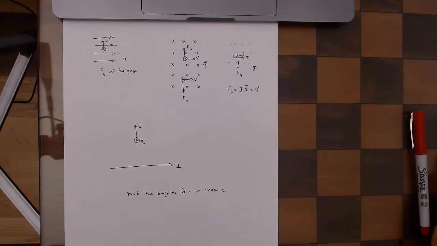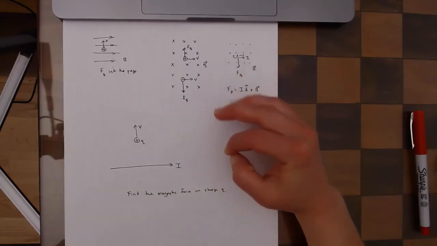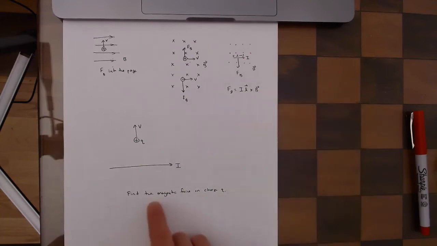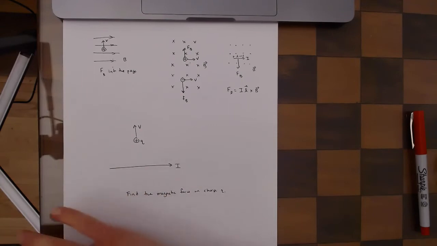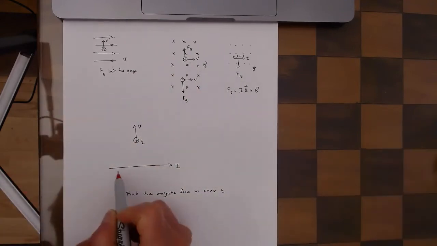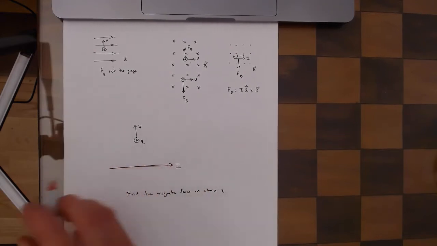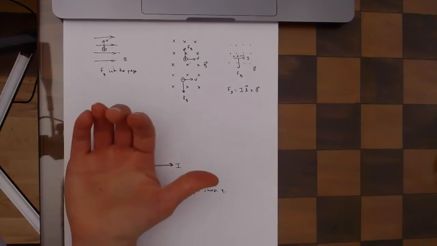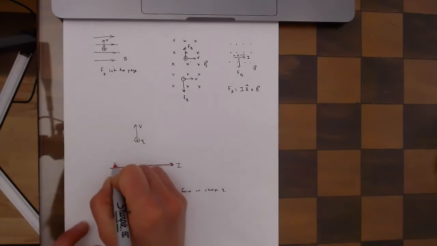The thing is, you only feel the magnetic field that's external to you. So if I want to know what the magnetic force is on this charge, I don't care about the magnetic field it creates. I care about the magnetic field that everything else creates. So this current I creates a magnetic field, and I use the right-hand rule. It's coming out of the page above it and into the page below it.